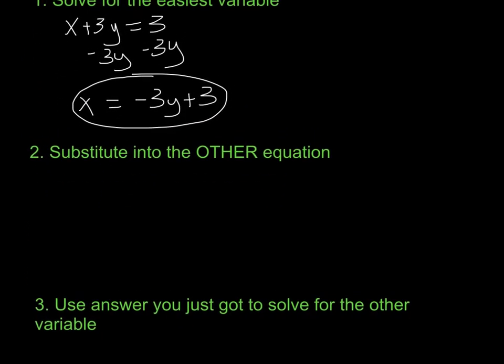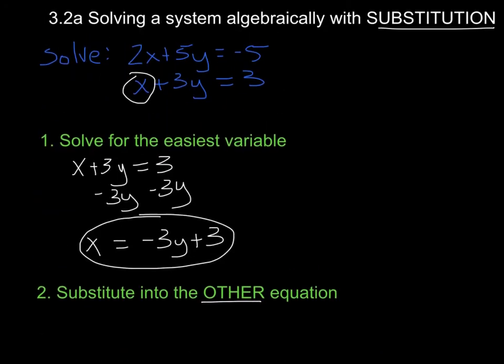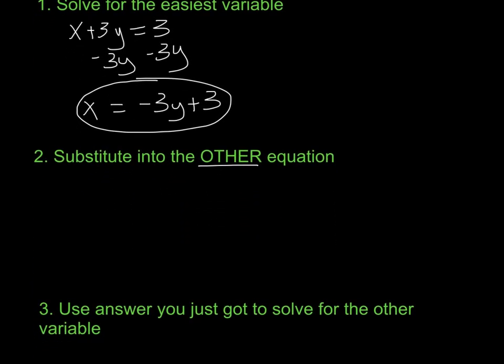So now, at this point, the second step, we're going to do a substitution, and this is where the technique gets its name. So recall that my original other equation was 2x plus 5y equals negative 5. So 2x plus 5y equals negative 5. And that's what I mean when I say the other equation.